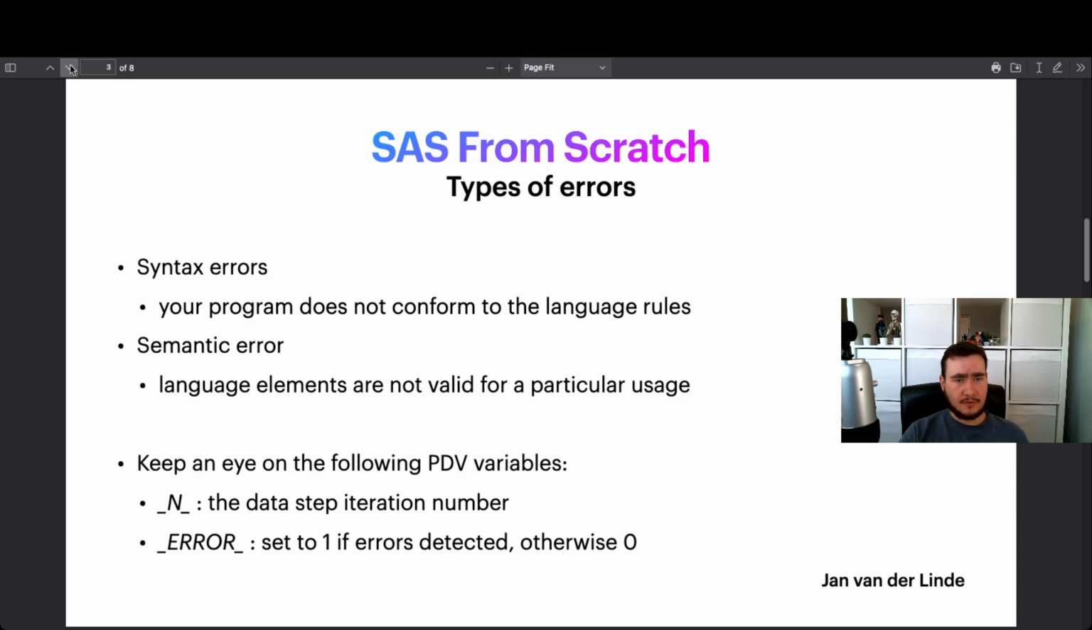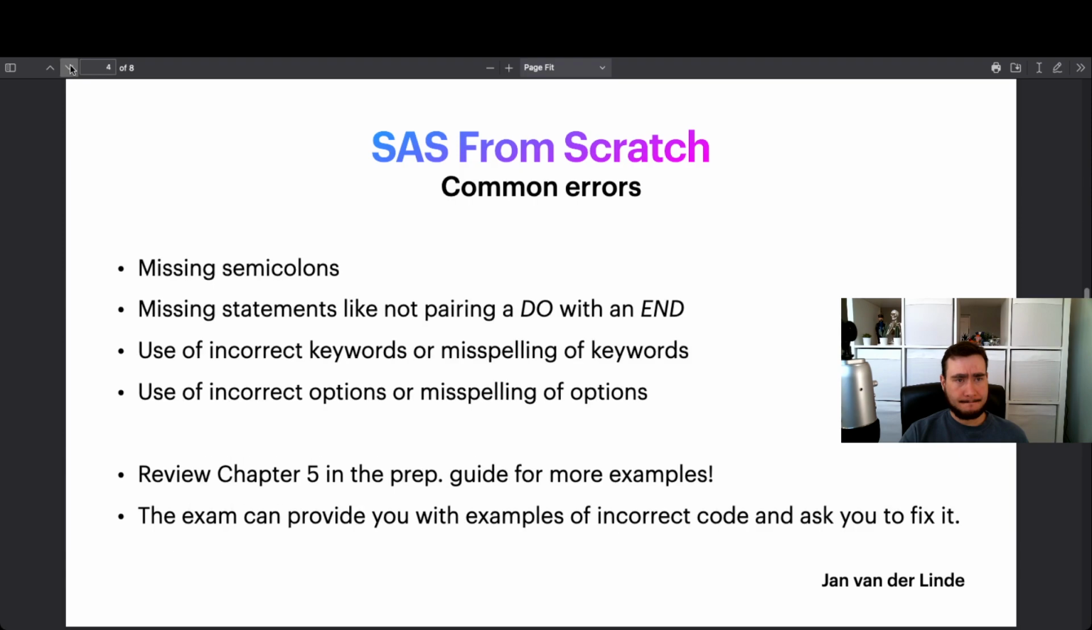Okay, I think that's it for the types of errors. Common errors, we kind of spoke about this already, but missing semicolons, that's a big one. That happens a lot. I still do it sometimes. I think probably the reason for that is that occasionally I work in R, occasionally in Python, and if you're not used to putting semicolons after you've worked with those for a while and you come back to SAS, you tend to forget it. But that's probably one of the most common errors that people make.